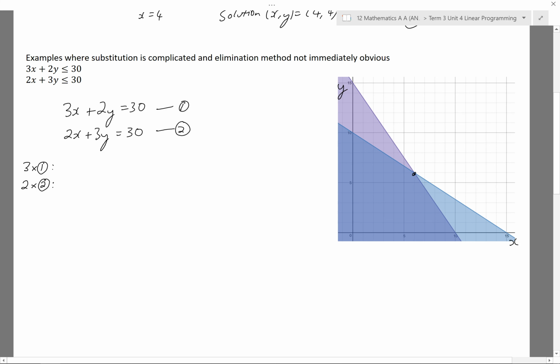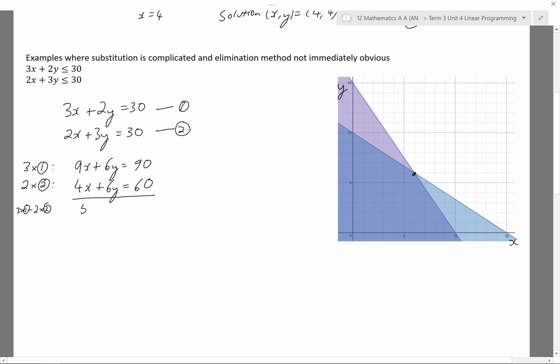So I'll do this multiplication, multiplying every term by 3. 9x plus 6y is 90. That's my new equation 1. And multiply equation 2 by 2: 4x plus 6y equals 60. So now that I've got the y's the same, I can do 3 times equation 1 minus 2 times equation 2. Subtracting down.